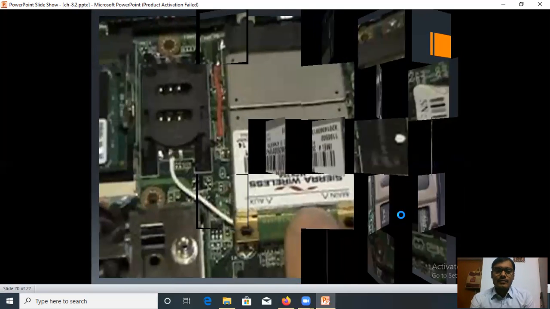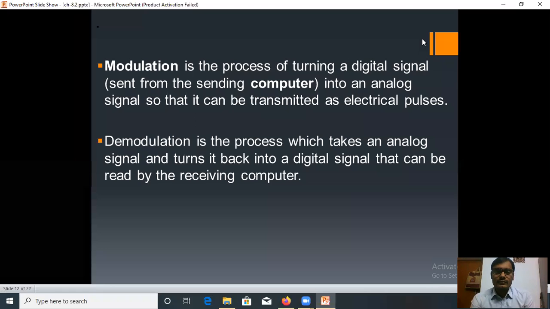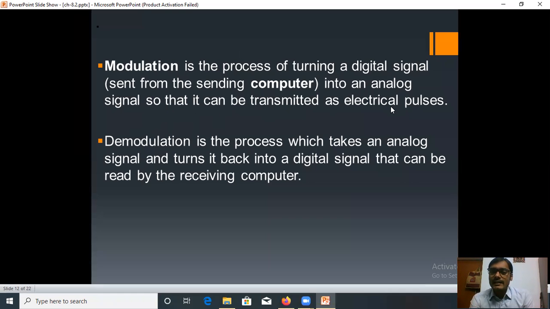Now I would like to explain the concept modulation and demodulation. Here, modulation is the process of turning a digital signal sent from the sending computer into an analog signal so that it can be transmitted as electrical pulses. So the sender computer, its data is in the form of digital signal. It can be transmitted into analog signal through modem.